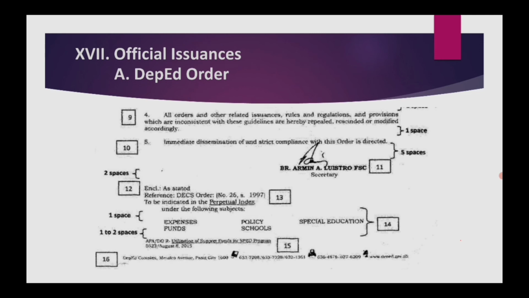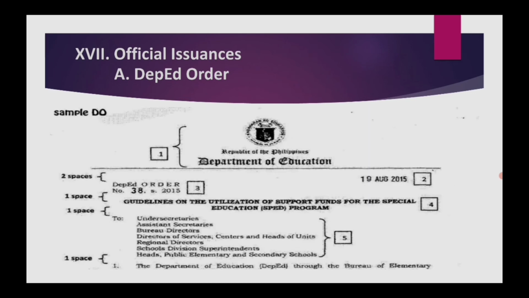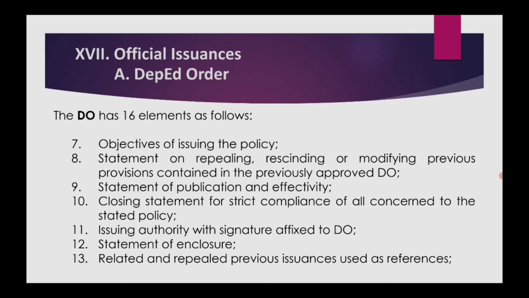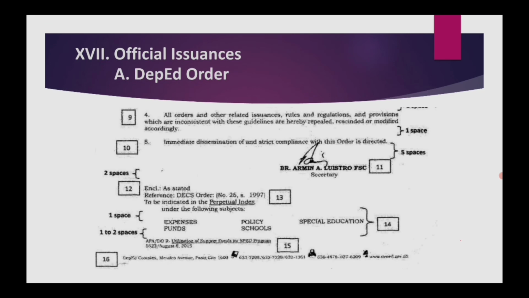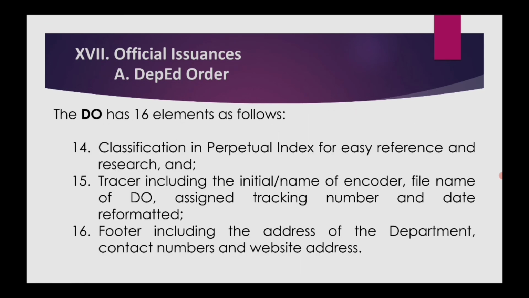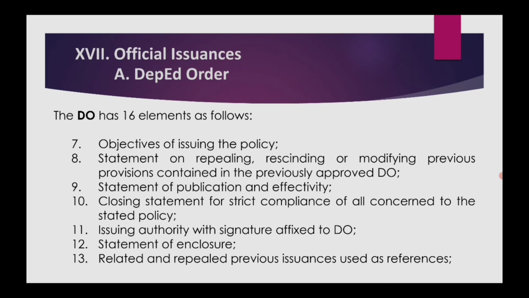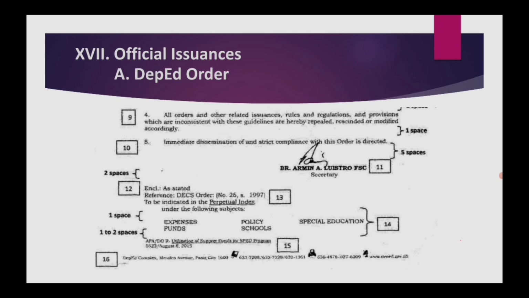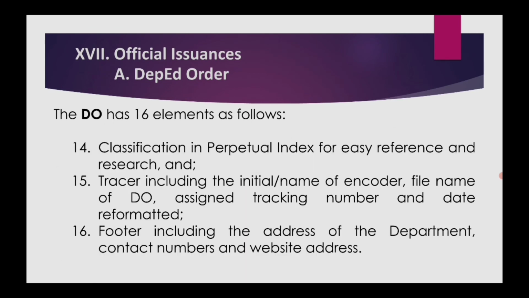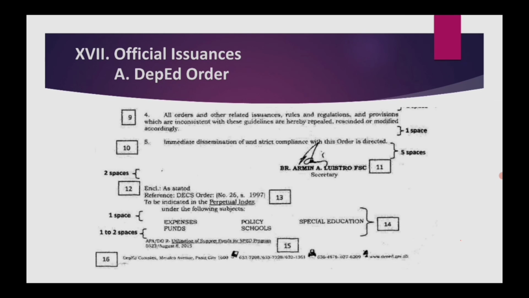Then you have two spaces there, and then the 12 is the statement of enclosure, and 13 there is the related and repealed previous issuances used as references. Okay, 14, you have one space, and then 14, the Perpetual Index. Then 1 to 2 spaces, the encoder. Okay, the address of the encoder. And then 15 there is the tracer, and then 16 is the footer, which includes the address of the department, contact numbers, and website address.